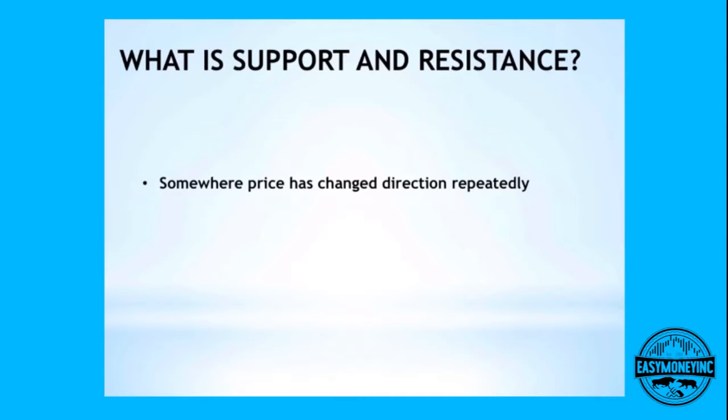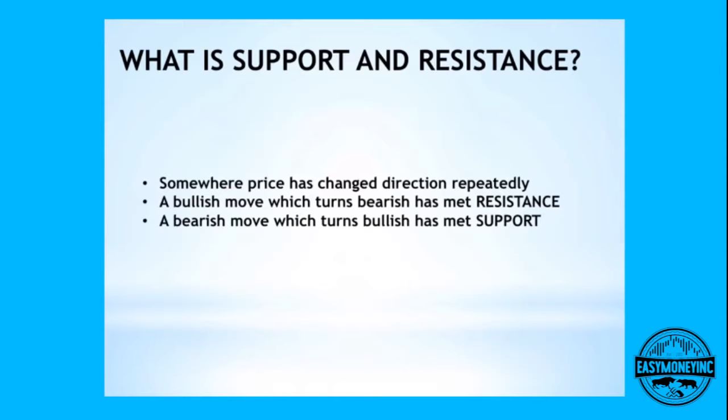The simplest way to think about support and resistance is that they are areas where the market changed direction or has stalled repeatedly. A bullish move, so the market rising, which turns bearish, has met resistance. The opposite, so a bearish move, which turns bullish, has met support.